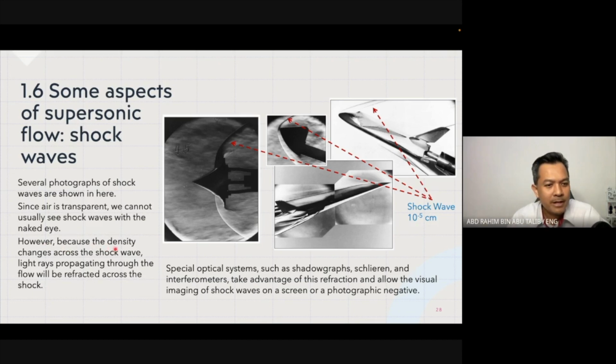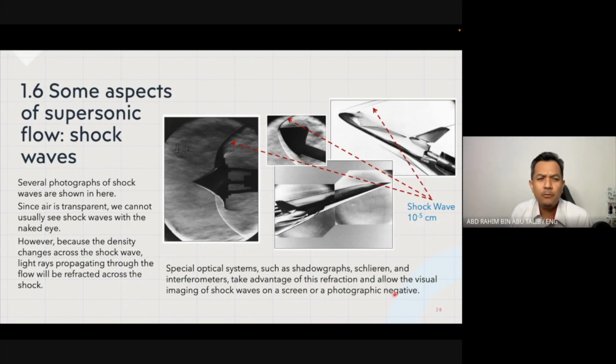Because of the density change across the shock wave, light rays propagating through the flow will be refracted across the shock. Special optical systems such as shadowgraph, Schlieren technique, and interferometers take advantage of this refraction of light through the density gradients in the flow field, which then allows the visual imaging of the shock wave on a screen or a photographic negative.